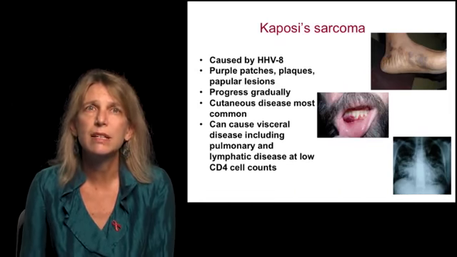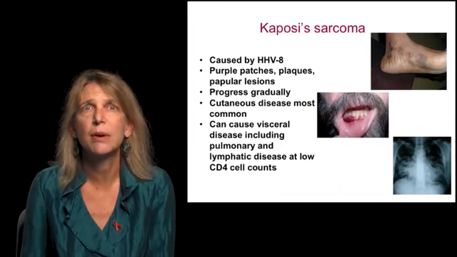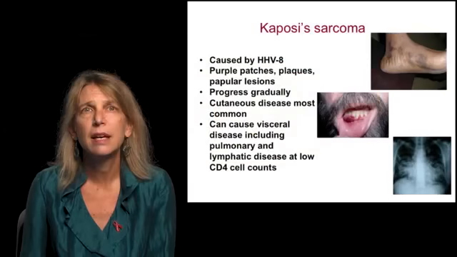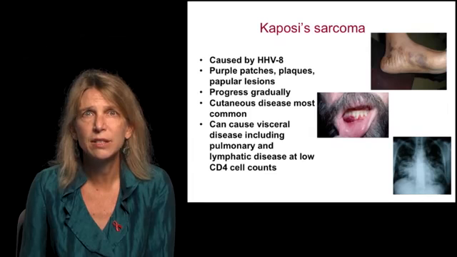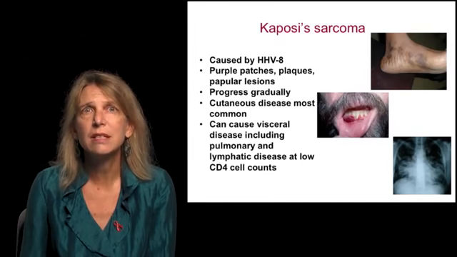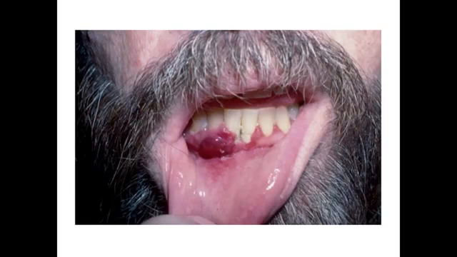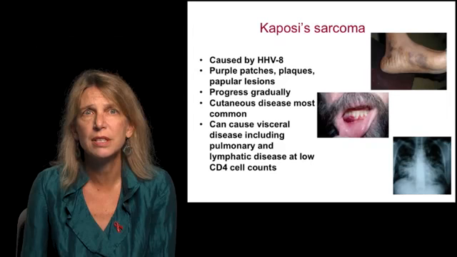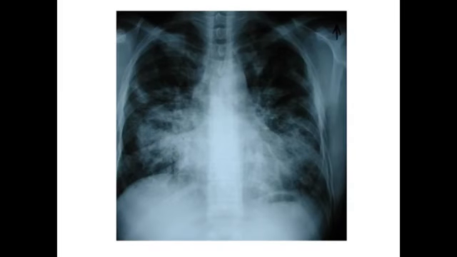Kaposi sarcoma is caused by human herpes virus 8, or HHV8. As shown here, it is characterized by patients presenting with purple patches, plaques, and papular lesions. These lesions progress gradually. Cutaneous disease is very common, as shown here with the lesions on the gum. Kaposi sarcoma can also cause visceral disease, including pulmonary and lymphatic disease at low CD4 cell counts. Here is shown the characteristic radiographic finding in pulmonary Kaposi sarcoma.